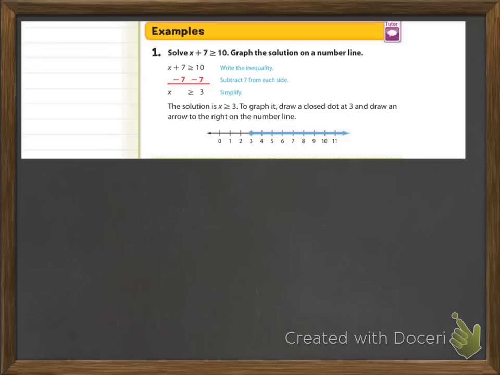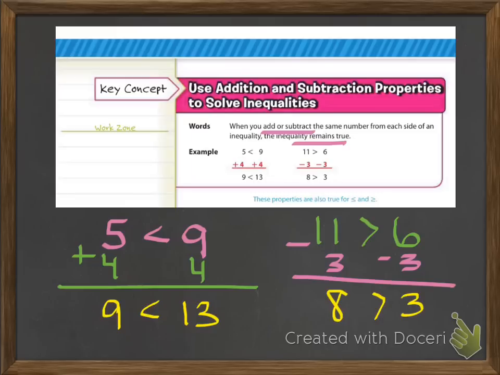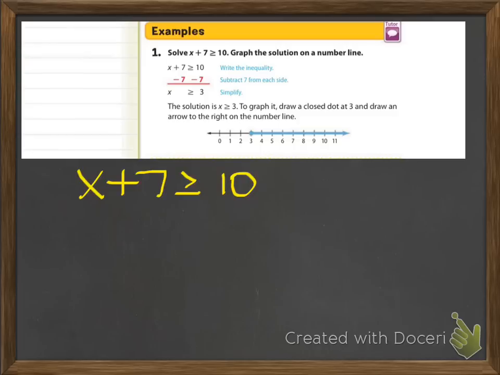Example 1 says x plus 7. So let's go ahead and write this off to the side here. X plus 7 is greater than or equal to 10. And actually, let me go back one slide. There is something of note here that I forgot to point out. It says these properties are also true for the greater than or equal to and less than or equal to symbols. So you want to make sure that you understand that it applies to those as well.